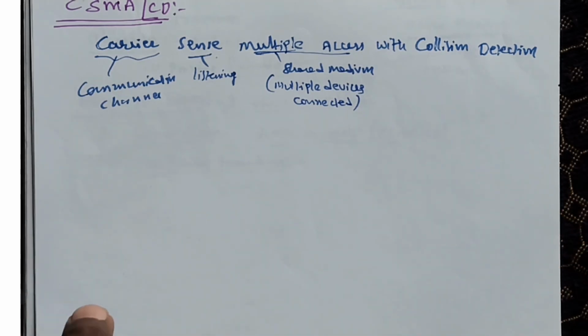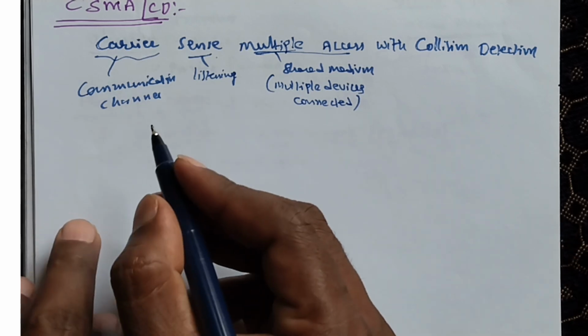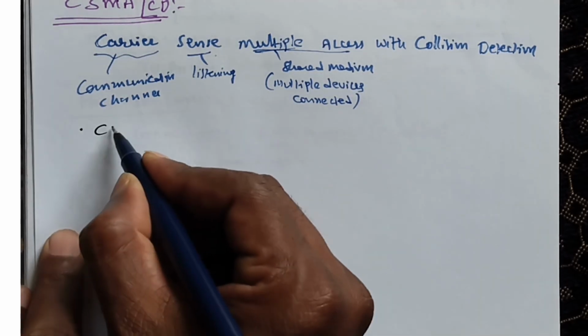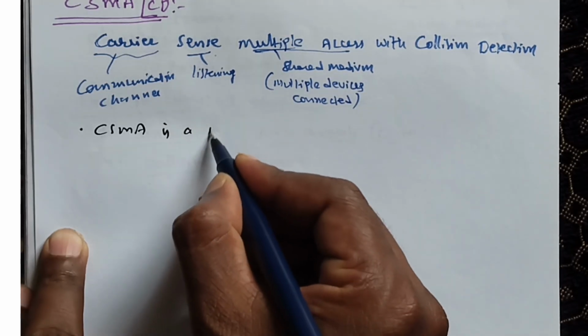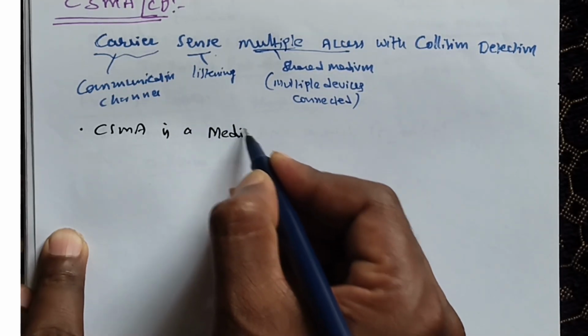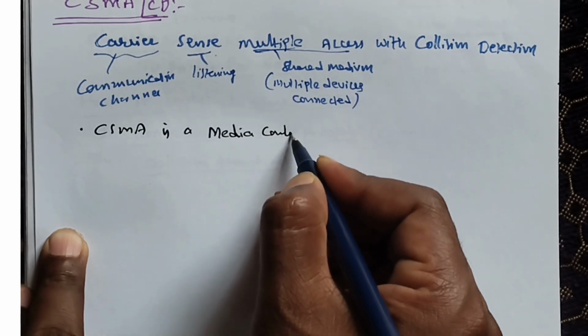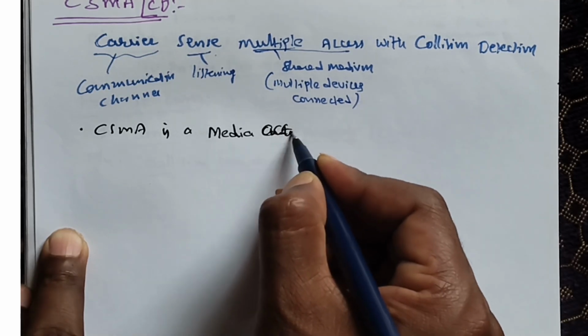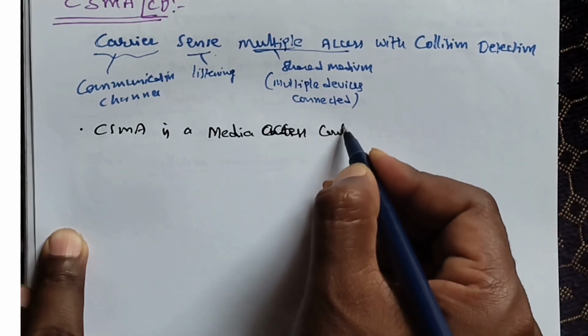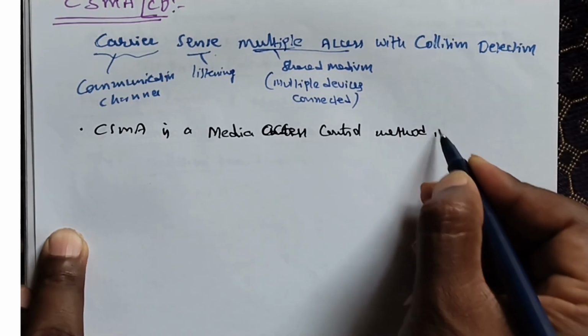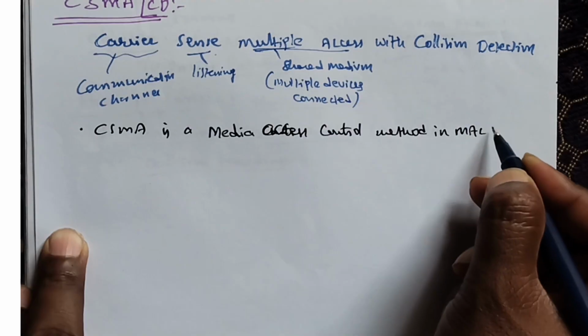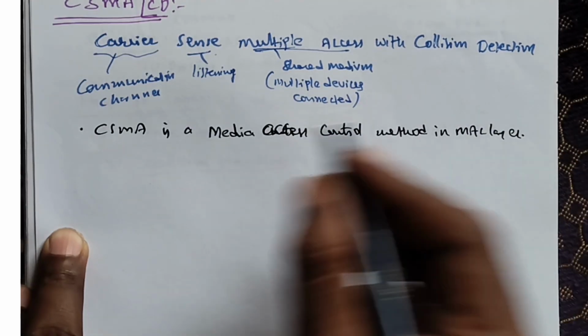And here, what is CSMA? CSMA is a medium access control method in the MAC layer. Okay, CSMA is a media access control protocol, a media access control method in the MAC layer. It is one of the MAC layer protocols.